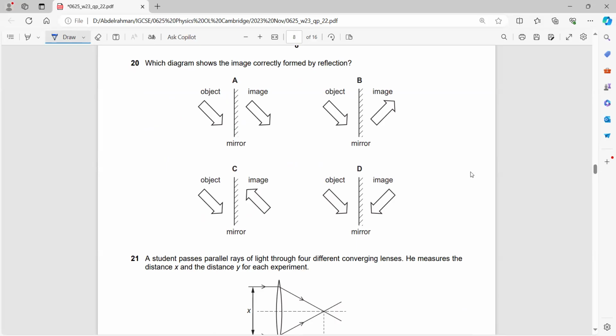Which diagram would be the reflected image? It's quite easy. D. D, definitely D.